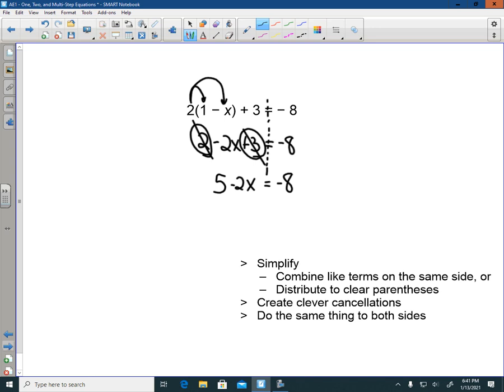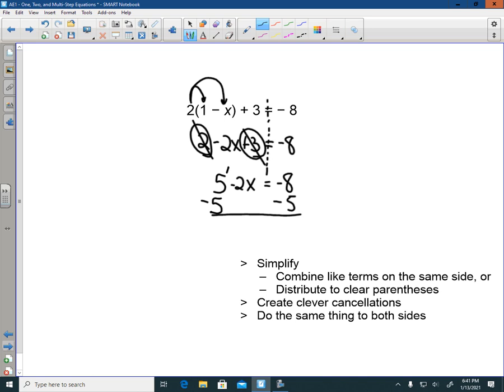Okay, so it looks like simplification is done now because we combined all the like terms and we distributed. We had to do both this time. And we did them in whatever order made sense to do it. Now we're going to create a clever cancellation by subtracting this 5 from both sides.